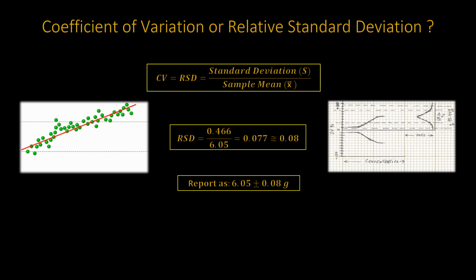Coefficient of variation is the same as relative standard deviation. Both terms are interchangeable. It is calculated as being the standard deviation divided by the mean.